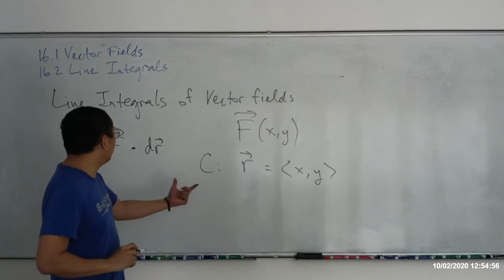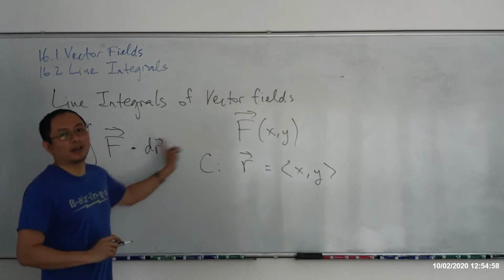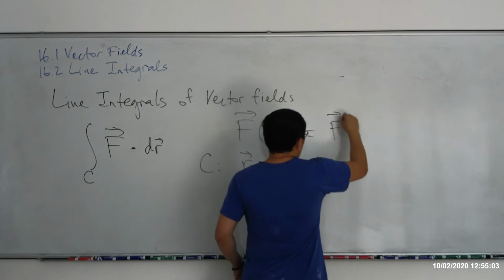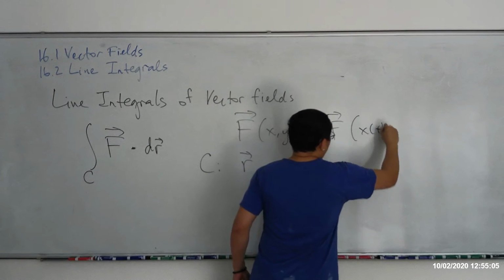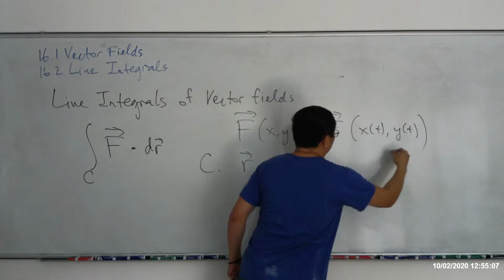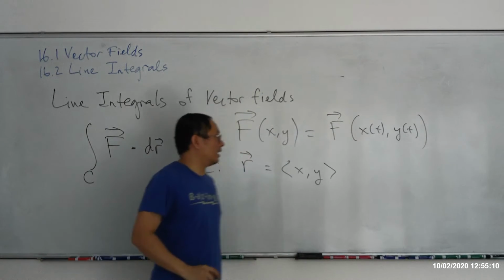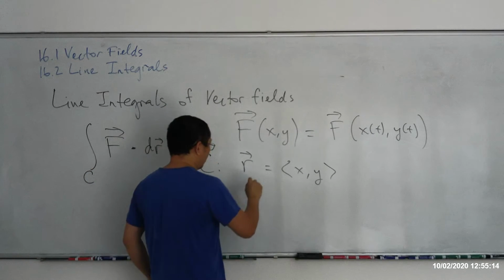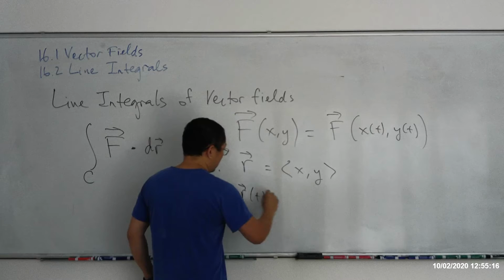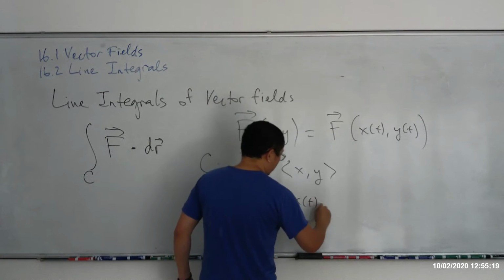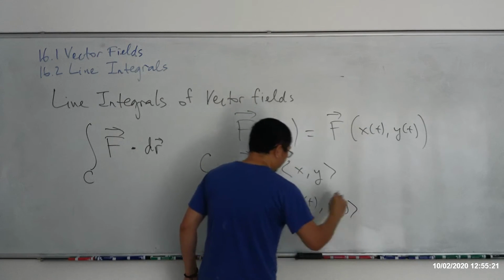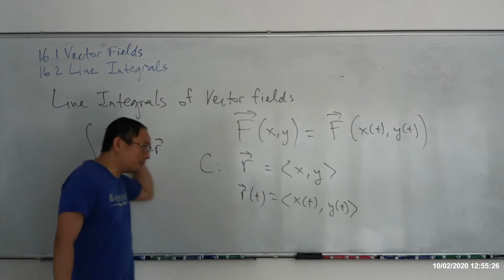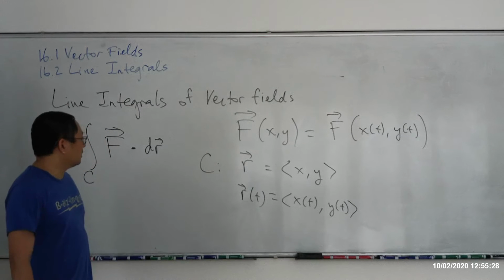One way of solving this problem is, again, to parameterize everything. So think of F as a function of x of t, y of t. We write the position x as a function of t, and y as a function of t. So r of t is x of t, y of t. This is the vector function representing curve C.